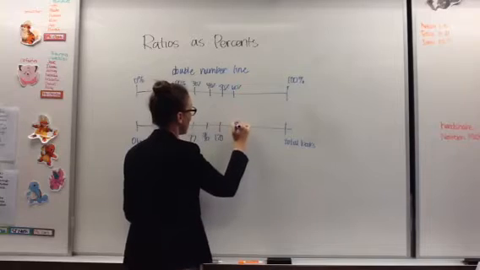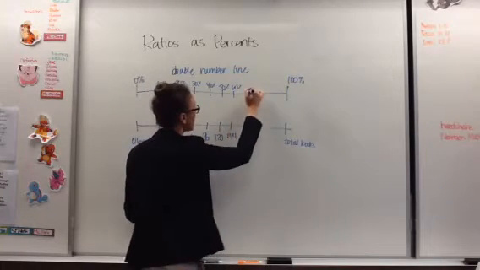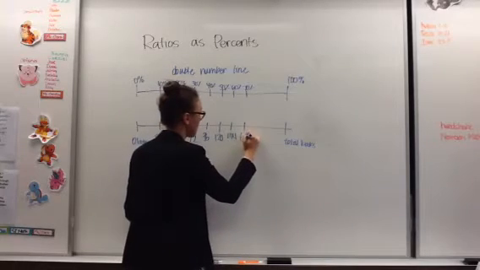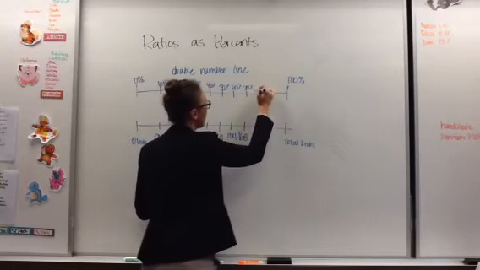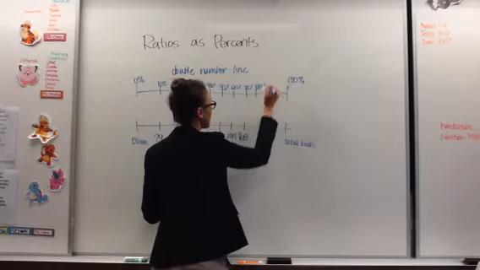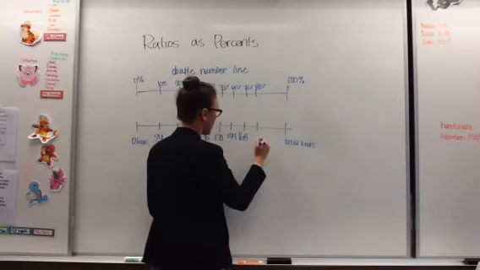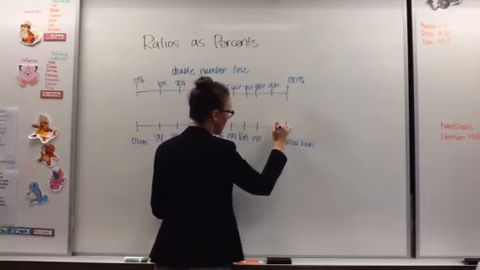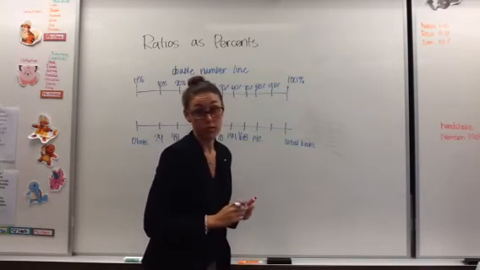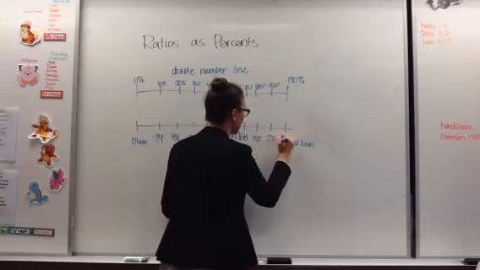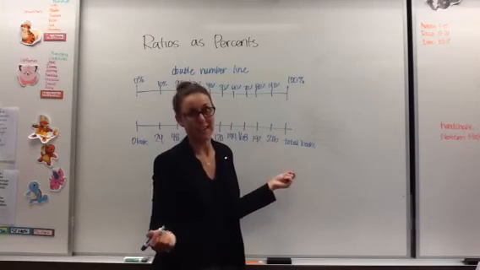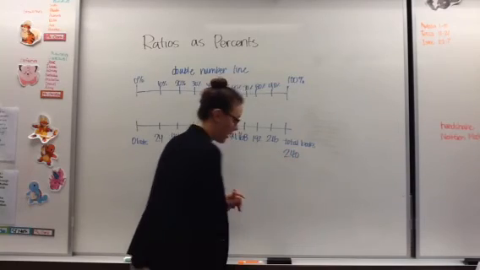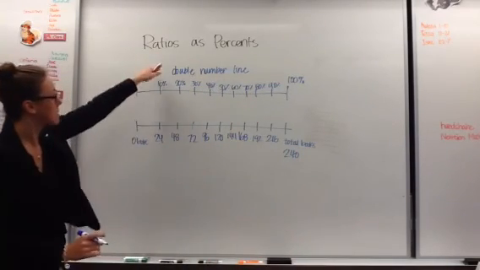60%, 144 books. 70%, 168 books. 80%, 192 books. 90%, 216 books. And how many books did we have the last time we checked? 240 books. Okay, so that's using the double number line.